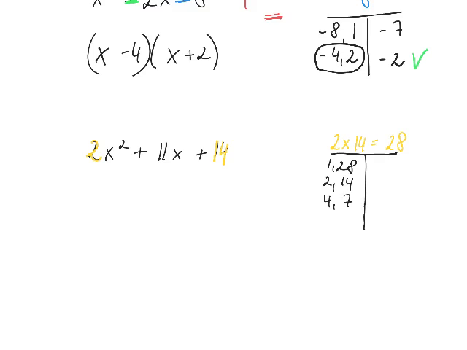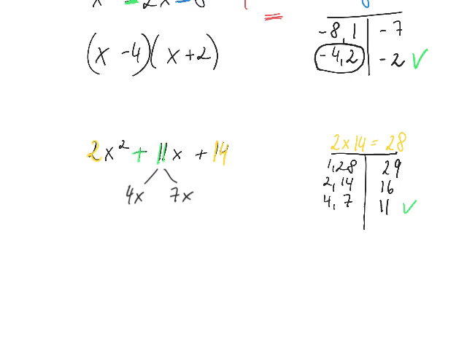And then I add them together. 1 and 28 gives me 29. 2 and 14 gives me 16. 4 and 7 gives me 11. So it is the 11 that I'm looking for because that is the number here. So what I do now, I divide this 11 into a 4x and a 7x. I wrote it this way around because the 7 goes better with the 14 and the 4 would go better with the 2, but it's no big deal.